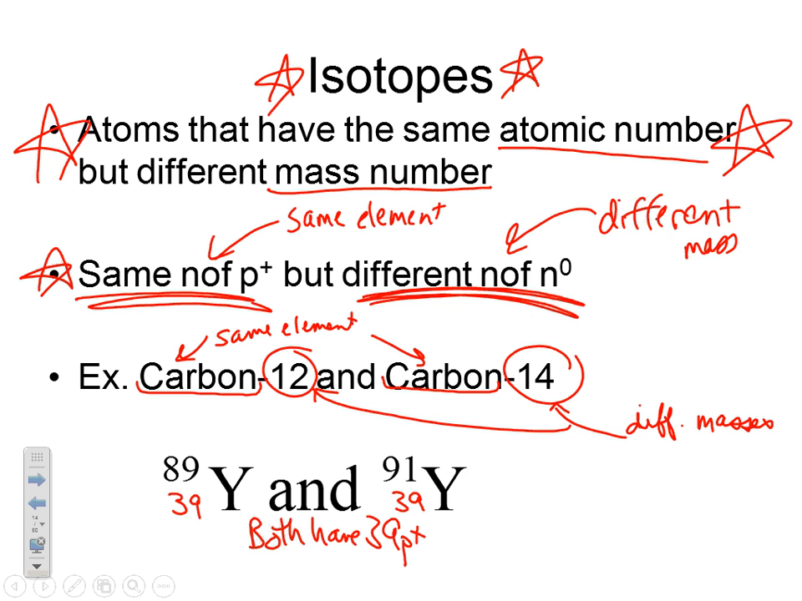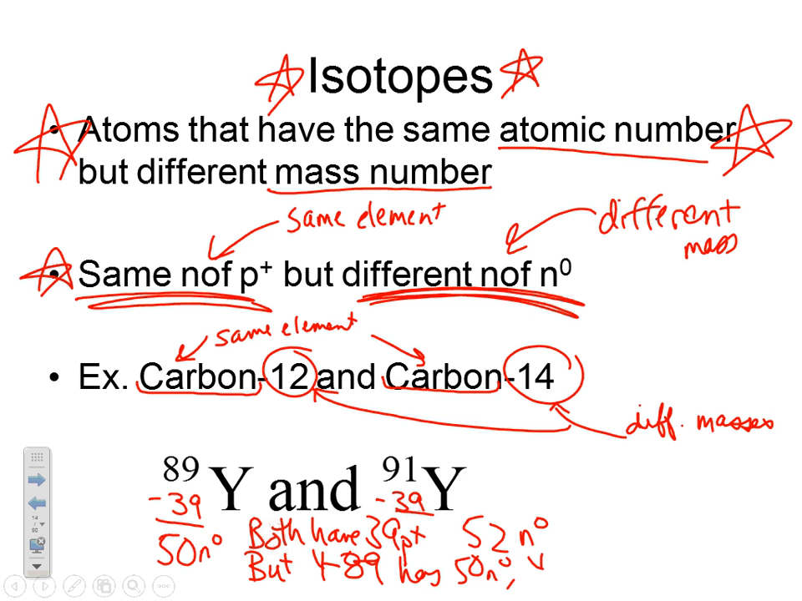But in order to figure out the neutrons, we would subtract the atomic number from the mass number. So this first yttrium, yttrium 89, has 50 neutrons, and the second yttrium, yttrium 91, has 52 neutrons. So they're isotopes because they have a different number of neutrons. Same number of protons, different number of neutrons. Big definition of isotope there.